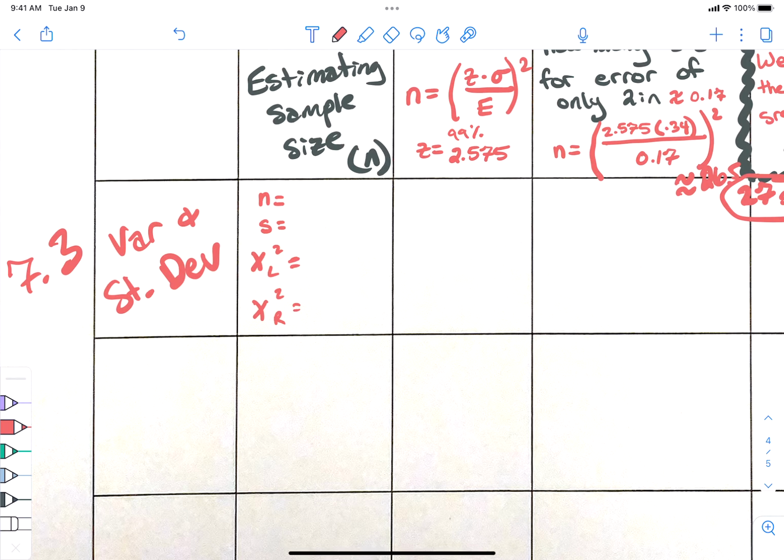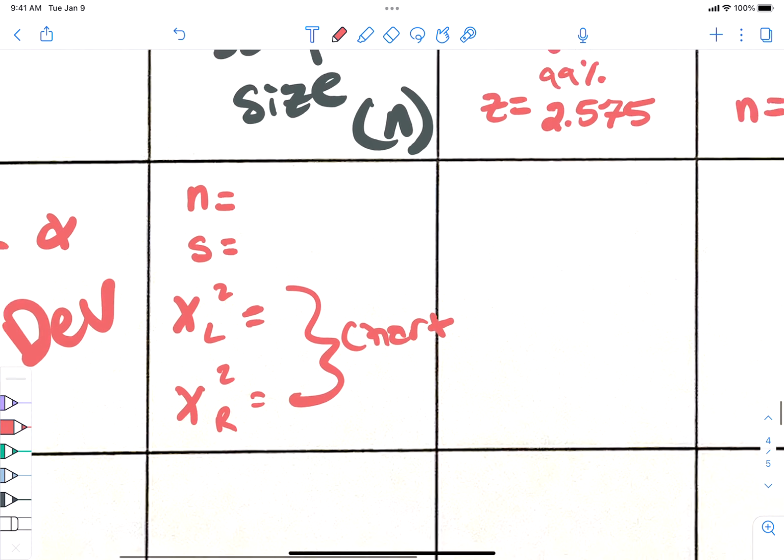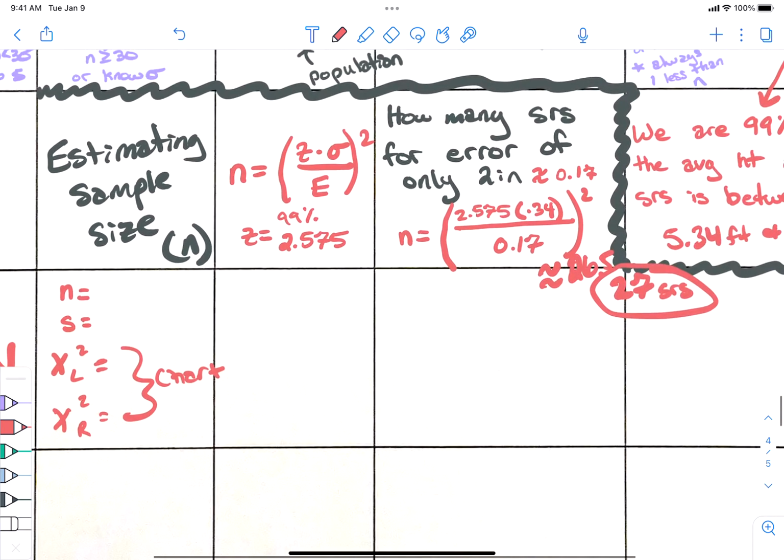Okay, and these are where you look up on the chart. So I'm going to put chart here. Do we need to label S and N, like what those guys are? Nah, we know those, right? Standard deviation, all that good stuff, okay? So let's go to the formula, and I'm going to take over.